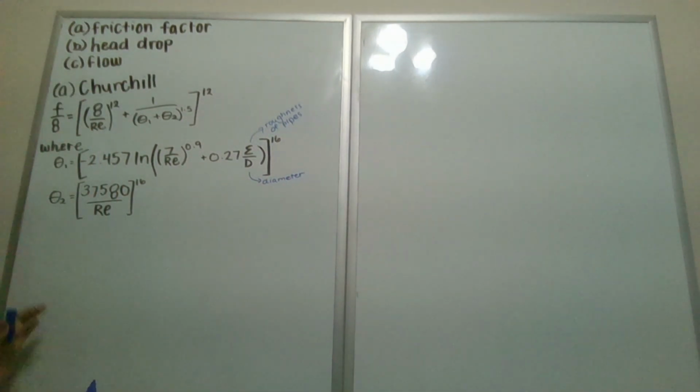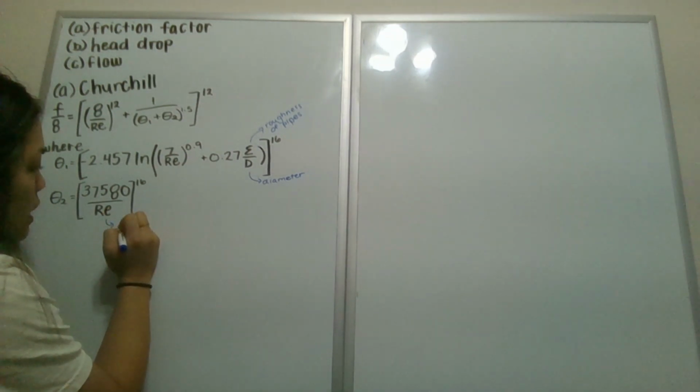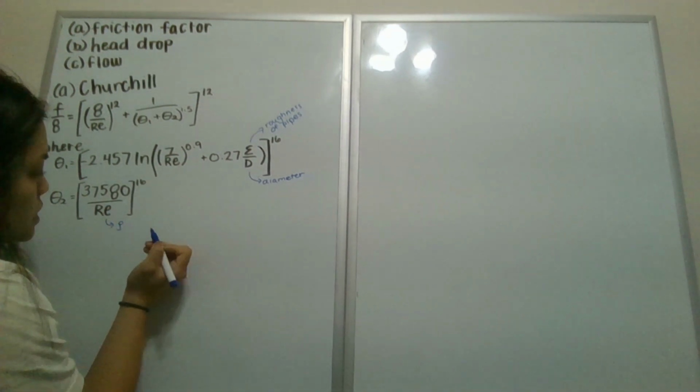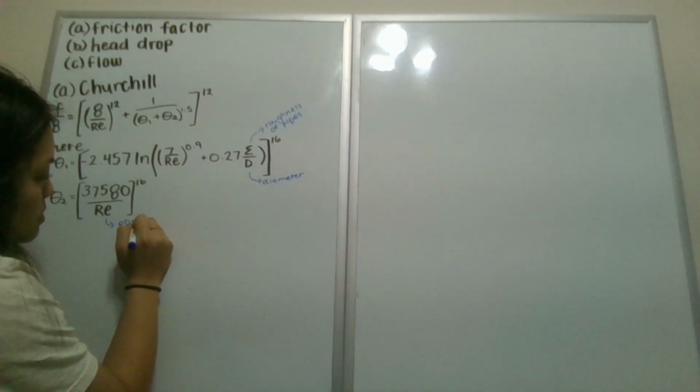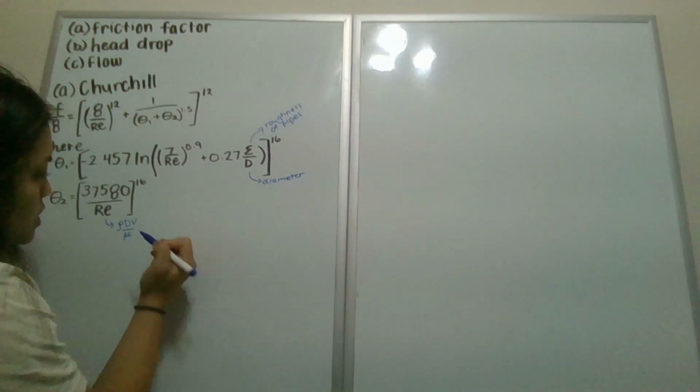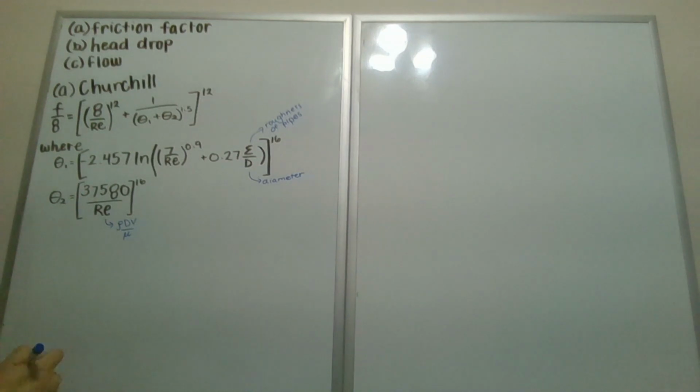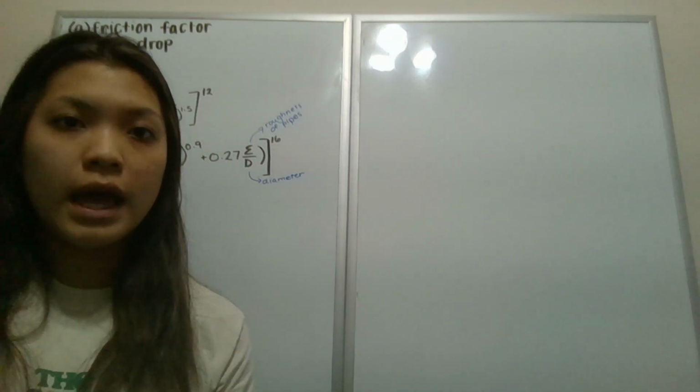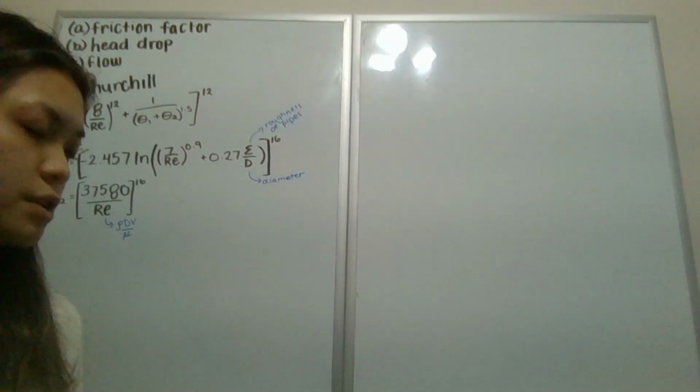Theta 2 is going to be 37,530 divided by Reynolds number to the 16th power. Reynolds number is defined as density times the diameter times the velocity divided by the viscosity. That's what we're going to use for part A, which is to determine the friction factor.